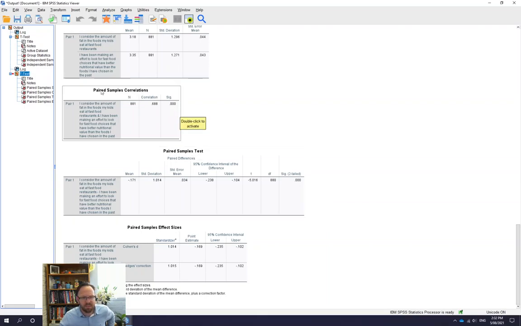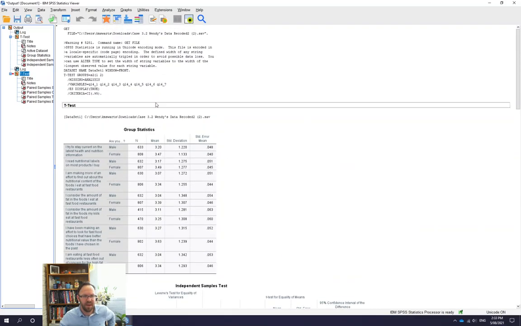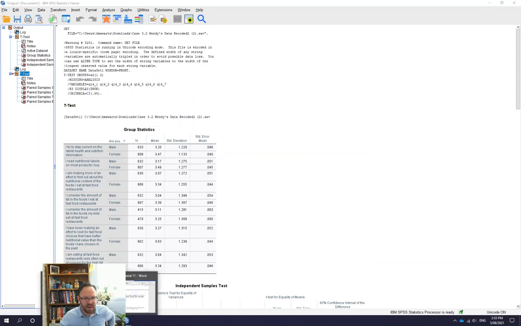So don't get confused with the paired samples correlations. I'm not sure why that came in there. It must be from something I clicked in earlier. In the paired samples t-test, where's our t statistic? Here, negative 5.116. What's the p-value for that t statistic? It's less than 0.01. So yes, what we can say is that there is a significant difference between them, and that significant difference is greater than.